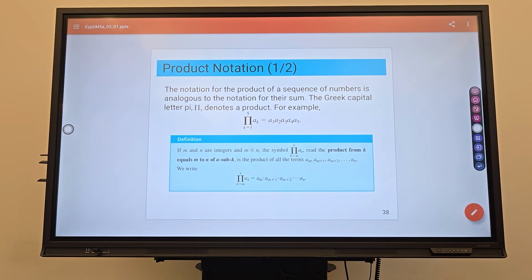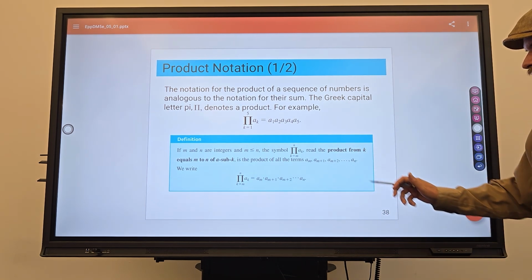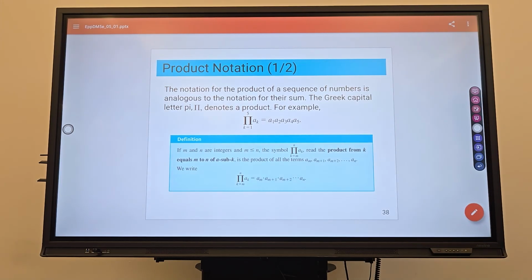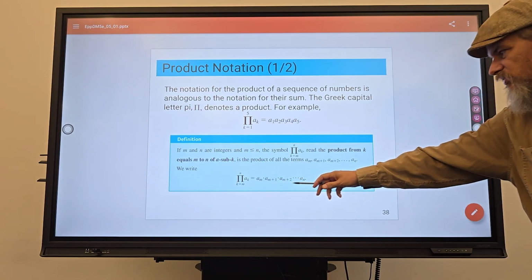Definition: if m and n are integers and m is less than or equal to n, the symbol here reads the product from k equals m to n of a sub k. It is the product of all the terms, and we can write the expanded form as so.